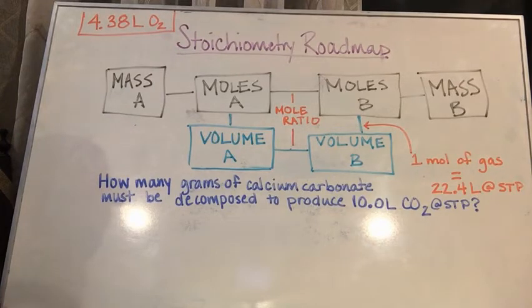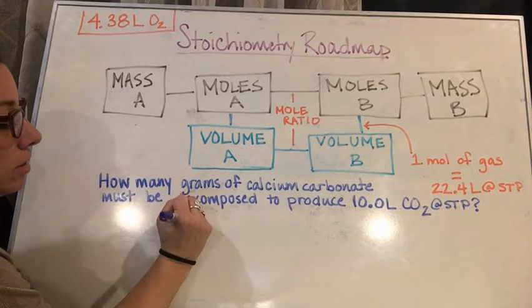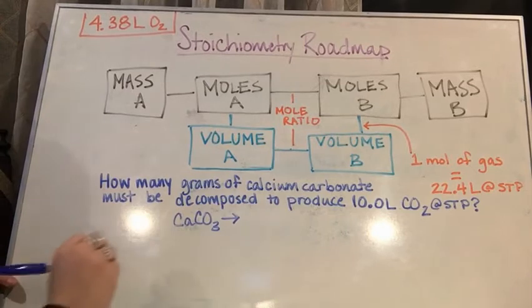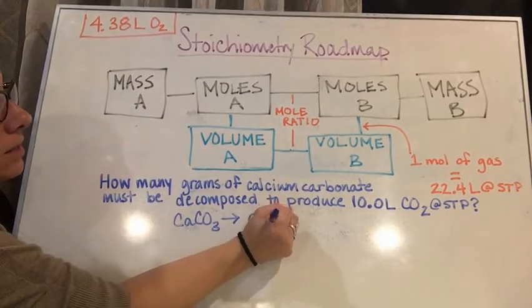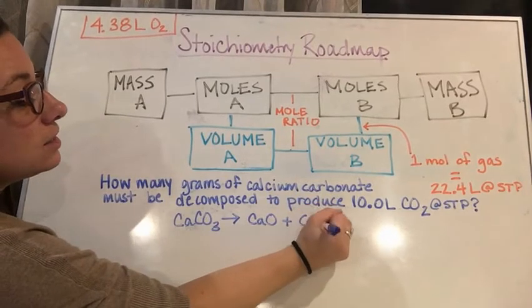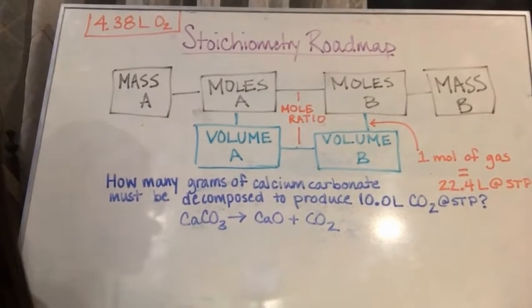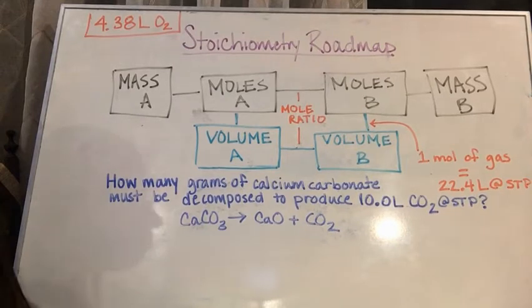So we're going to look at this problem here. How many grams of calcium carbonate must be decomposed to produce CO2 to produce 10 liters of CO2 at STP? So we're going to first write the equation. Calcium carbonate, CaCO3, is decomposing to form calcium oxide and CO2, carbon dioxide. So take a moment to balance that equation, and then we'll set up our conversions. So hopefully you found that it was already balanced and you didn't need to add any coefficients to your equation here.